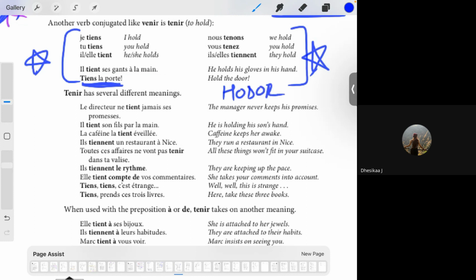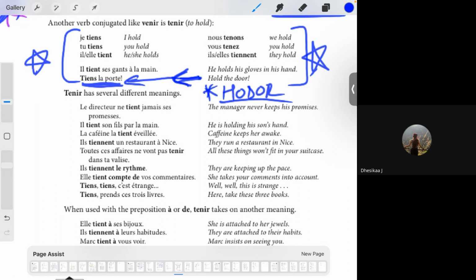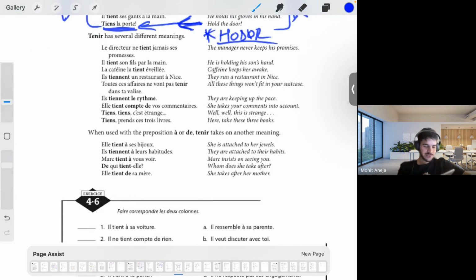That's the name of the character as well. Hold the door. Tiens la porte. If this sentence is translated, it's tiens la porte. Maybe in French the character's name wouldn't have been Hodor. It would have been some ta porte, I don't know. Not really sure if you watch GOT and are able to relate, but yeah, it's actually a very nice show.